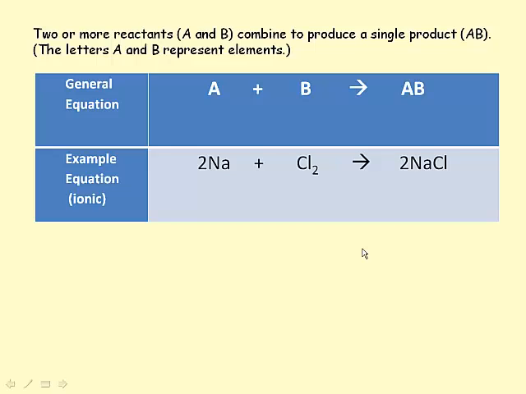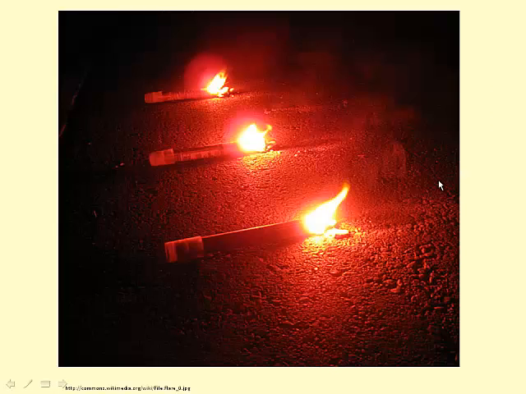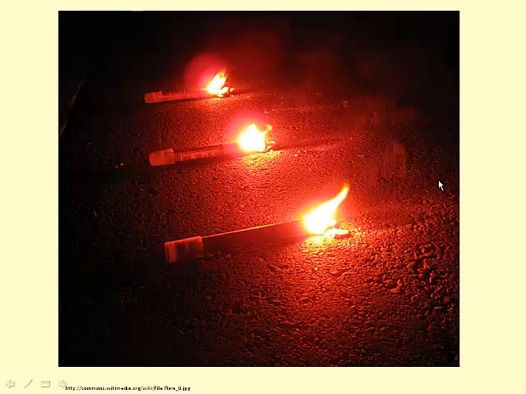So here's how that looks. An example would be the formation of salt, where you take 2 sodium atoms combined with a chlorine molecule, and you get 2 salt or sodium chloride molecules. Here's another example that produces magnesium oxide. Magnesium oxide is often used in roadside flares. This reaction between magnesium and oxygen produces magnesium oxide and a lot of heat and light.